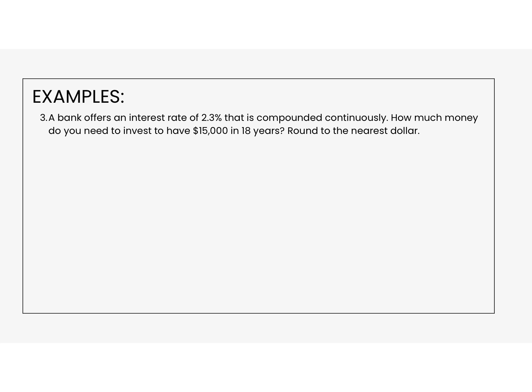Okay, number 3. A bank offers an interest rate of 2.3% that is compounded continuously. How much money do you need to invest to have $15,000 in 18 years? Round to the nearest dollar. So let's go through the important information again. 2.3% is the rate, compounded continuously. How much money do you need to invest to have $15,000 in 18 years? So again, compounded continuously, this is my formula, but let's look at what we have.